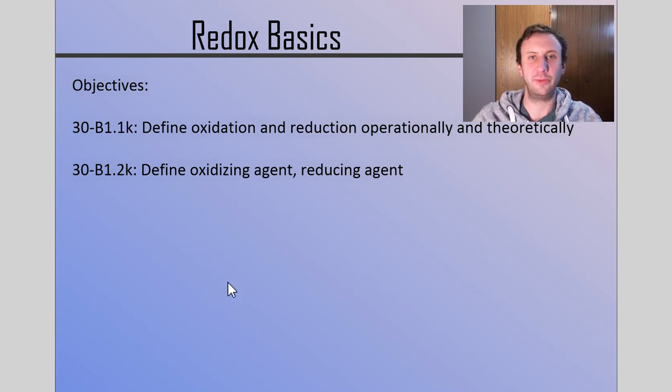All right, Chemistry 30, welcome to your first lesson about redox. We're going to actually today work on the following outcomes. We're going to define oxidation and reduction operationally, so empirically, looking at observations, and theoretically, what's happening with the chemistry behind the scenes. And then we're also going to talk about what an oxidizing agent and a reducing agent is as well. So this is your very first lesson of redox, your basics.